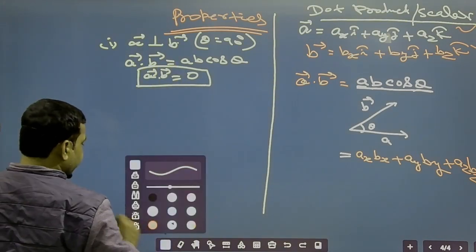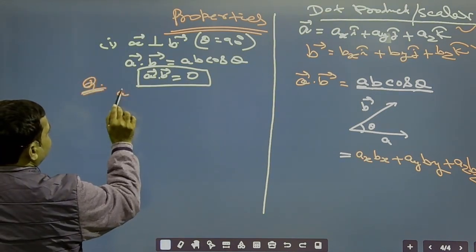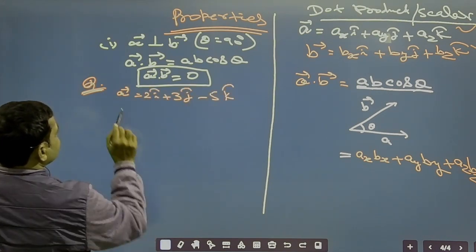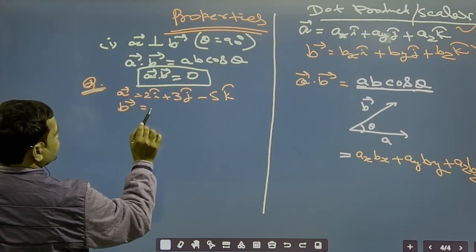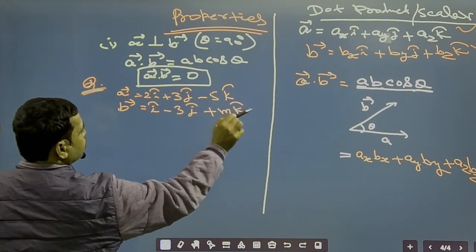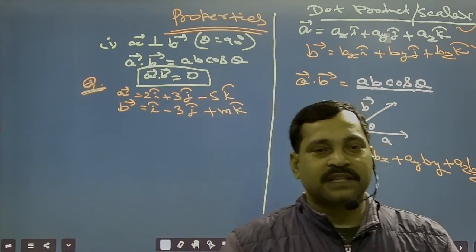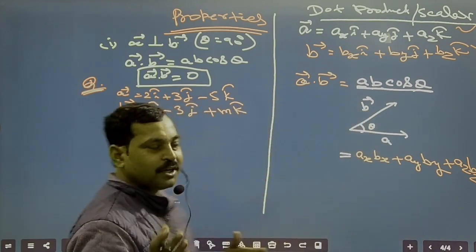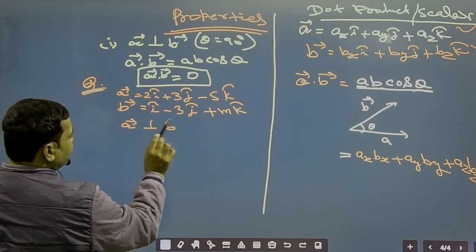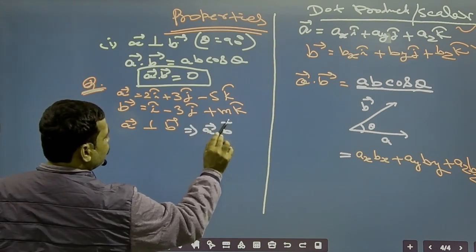Suppose one question we'll discuss here. Suppose a vector A is given as 2i cap plus 3j cap minus 5k cap. Similarly, B is another vector, suppose this is i cap minus 3j cap plus m k cap. In the question it will be asked, if these two vectors are perpendicular to each other, then find the value of m. So how to find out? Now if it is given that A is perpendicular to B, that means you can say that A dot B will be equal to 0.